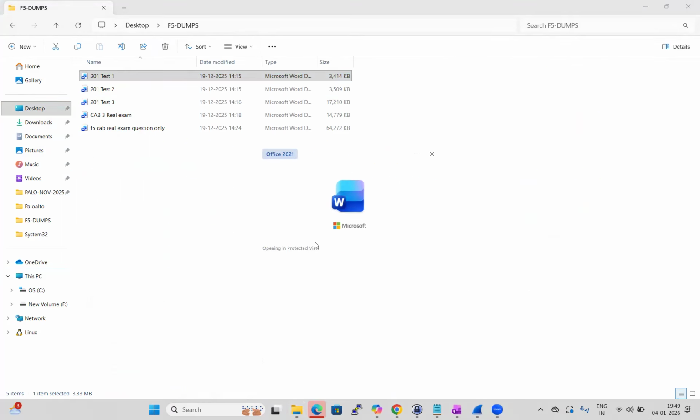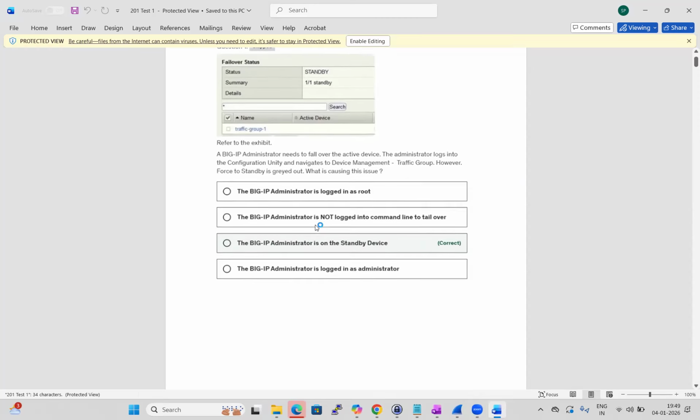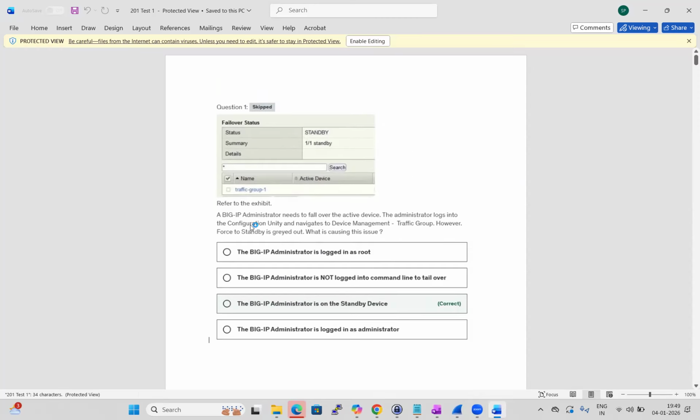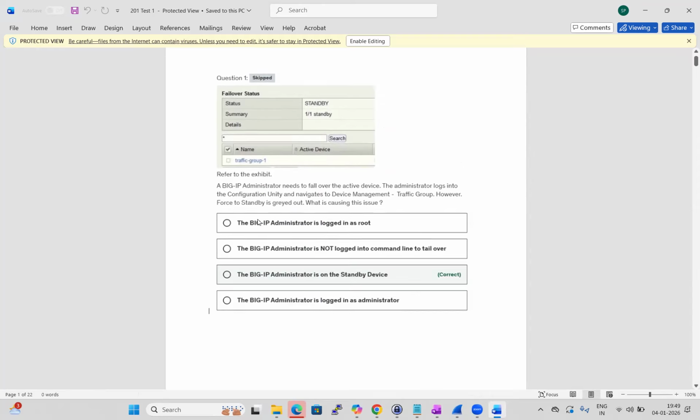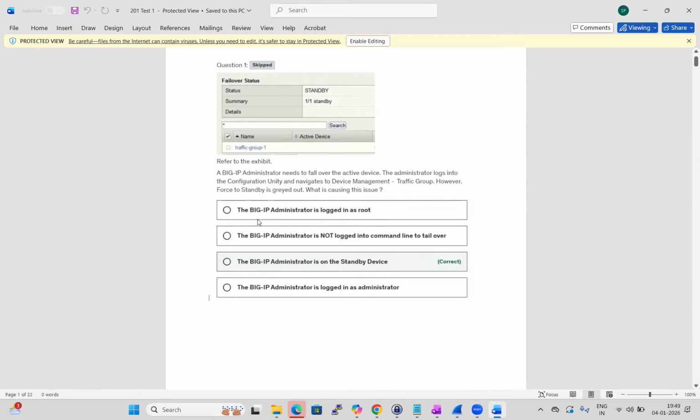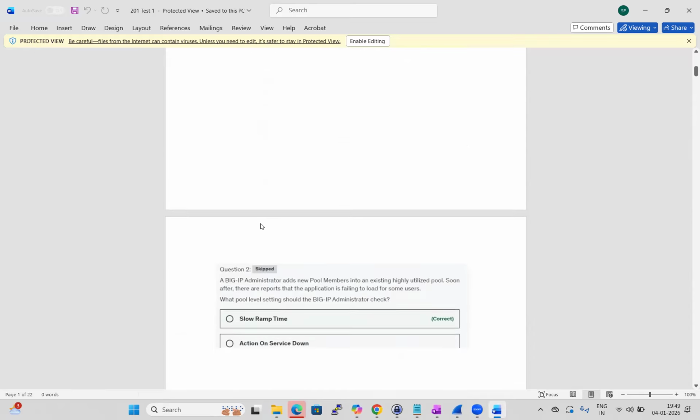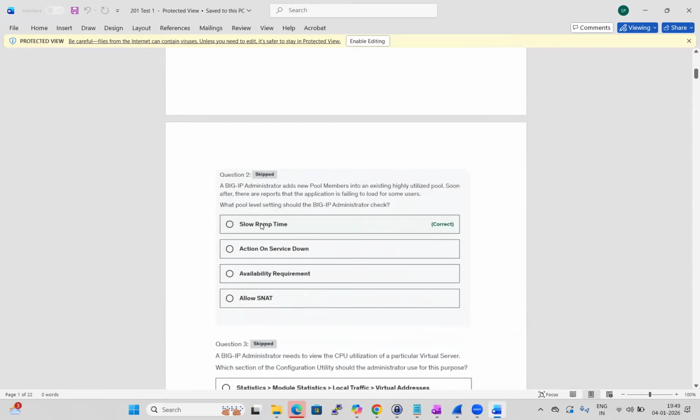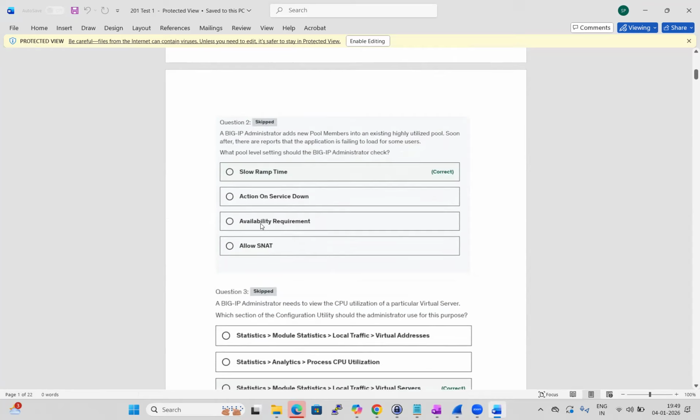I can't give all the details to you guys, but I can show these types of questions we generally get in the exam. Not every question is the same, but similar types of questions we did get. This is the dump. I'm not going to show all the details here, but if you're looking for the dump for the CAB3 exam, which I recently passed, you can communicate with me.